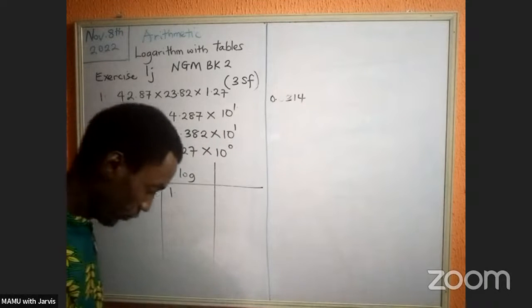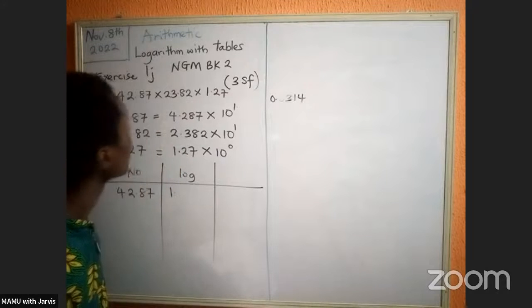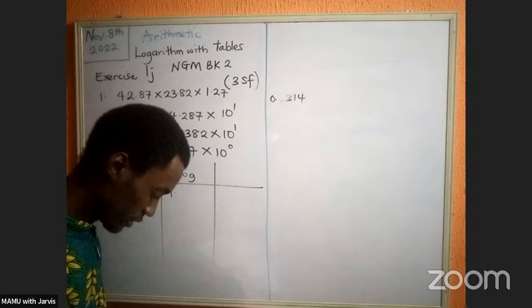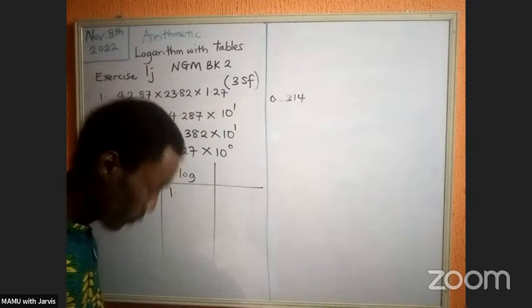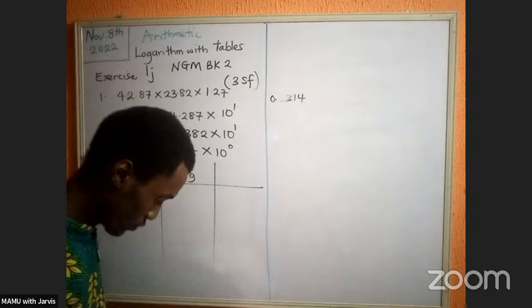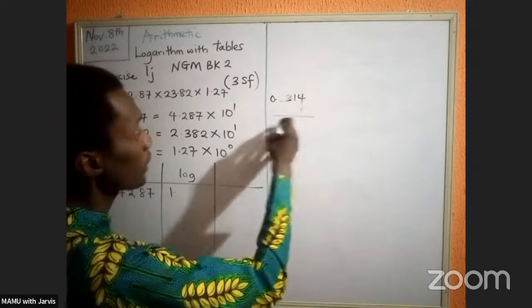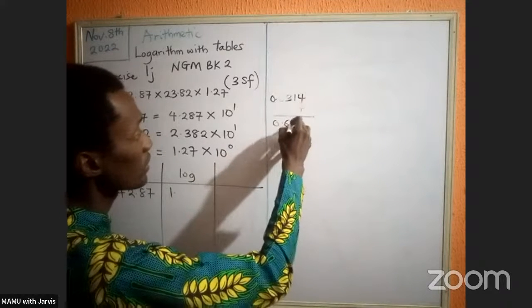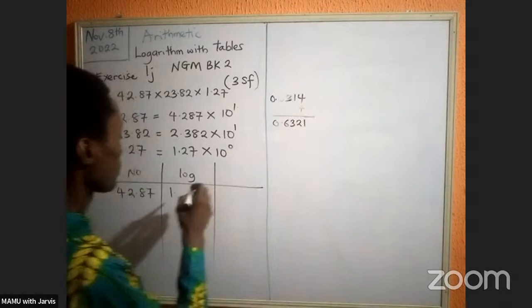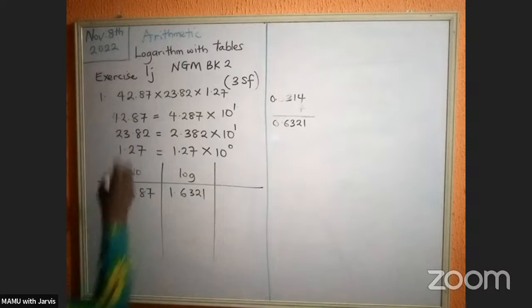6314. 42 under 8, difference 7. Difference 7 will be 7. So added together, this will be 0.6321. So 6321.